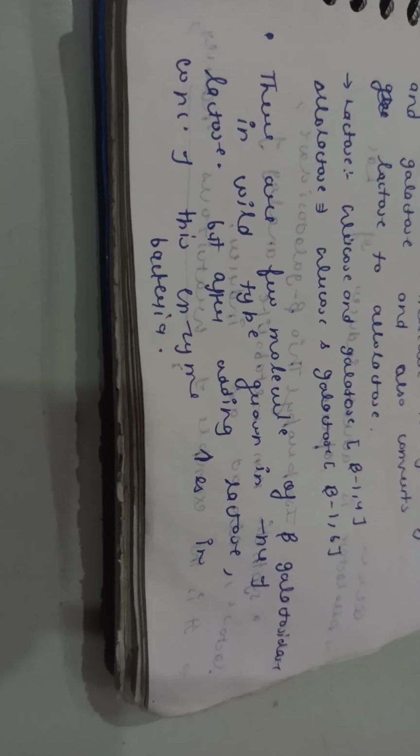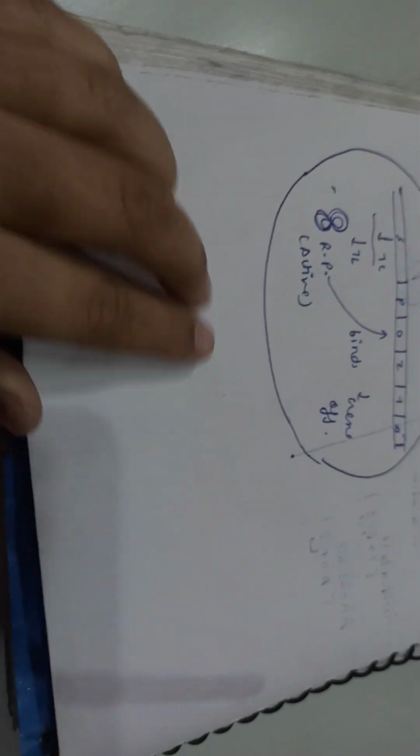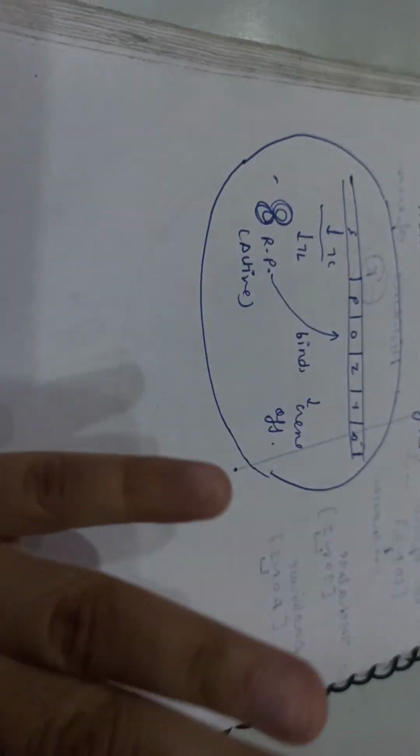LAC-Z is one of the structural genes of the operon. Wild type means that initially the E. coli does not have beta galactosidase, because there was no lactose. Initially the lactose was absent in the E. coli. We have learned that initially lactose was absent, that's why the repressor protein was binding to the operator. But after some time, when you provided lactose in the medium of the E. coli, the concentration of beta galactosidase increases. Okay, I hope this is clear.